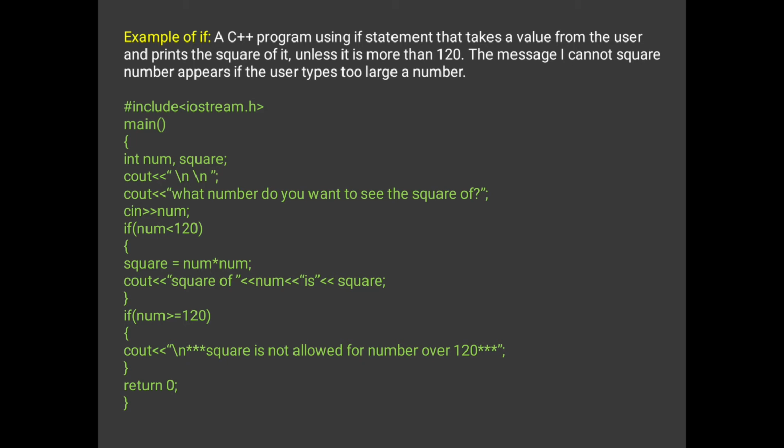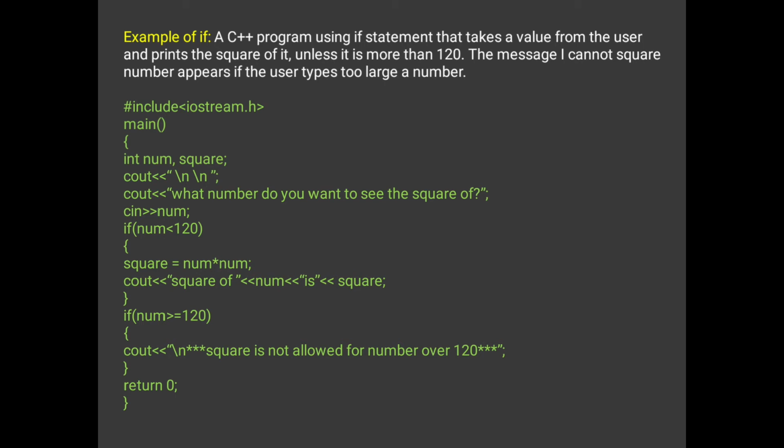Right? So we have two conditions. One condition is you enter a value which should not be more than 120, and then it will execute the formula of the square. And the other condition is if you enter more than 120 or equal to 120, a message will appear. So that's why the program is split up into two parts, using the if test condition.